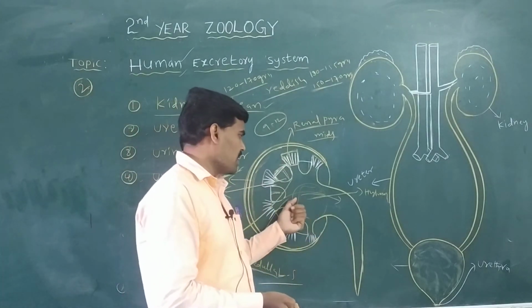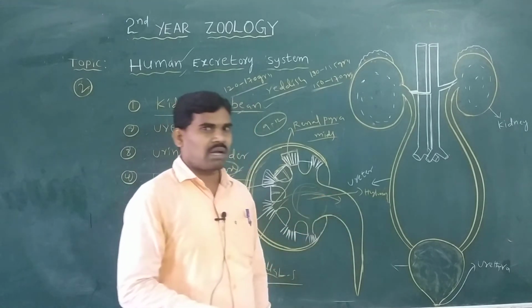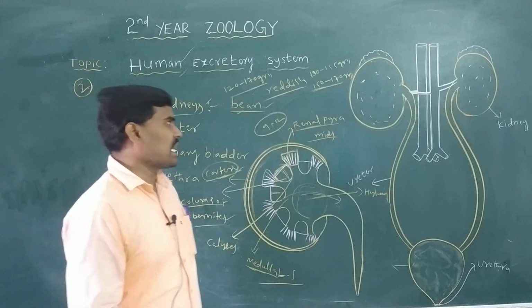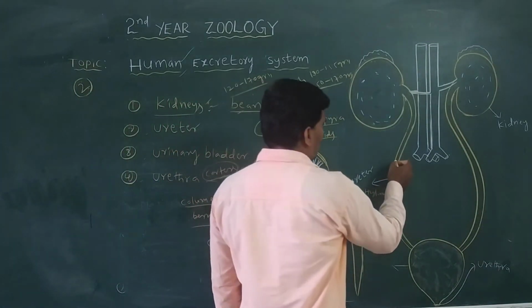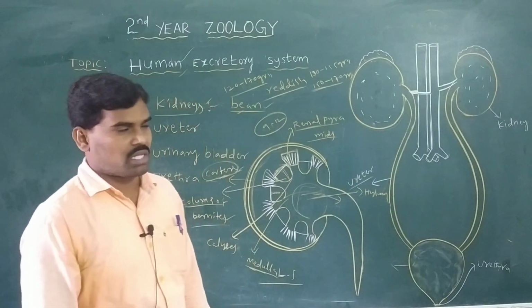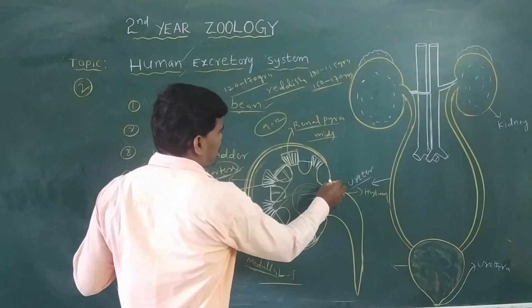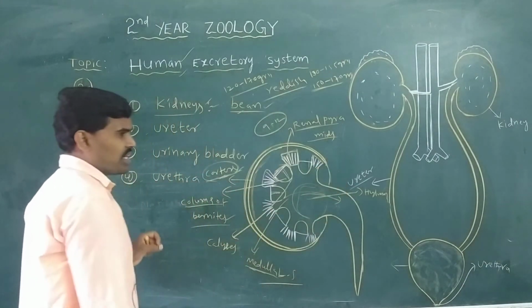The large Bellini ducts open into the space in the hilum. The hilum opens into the collecting duct. The collecting duct opens into the ureters, and the ureters finally open into the urethra. This is the internal structure of the kidneys.